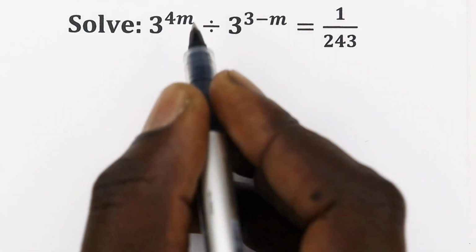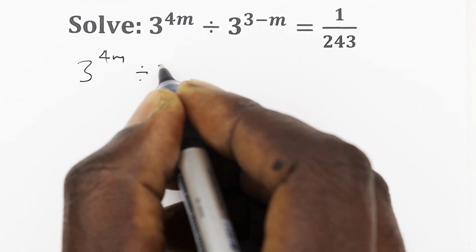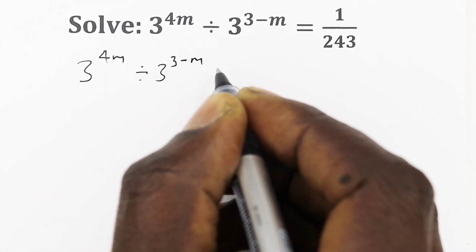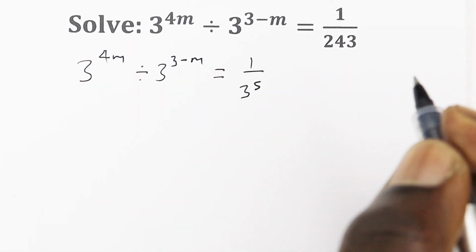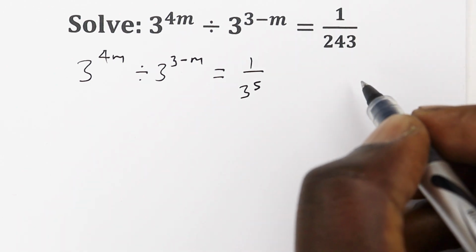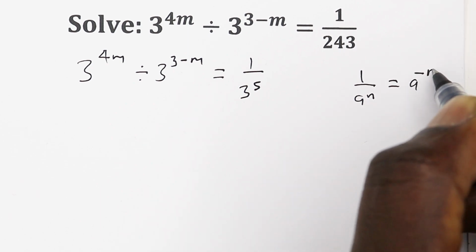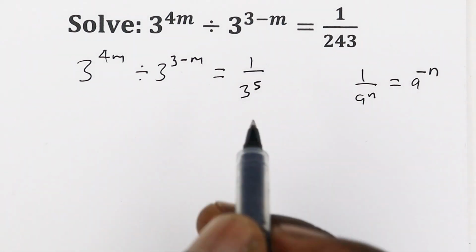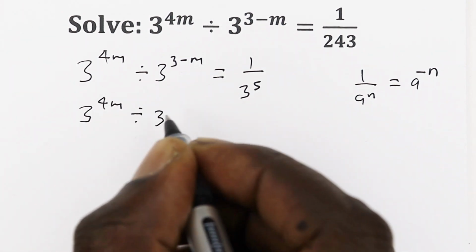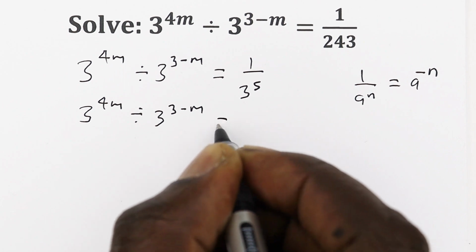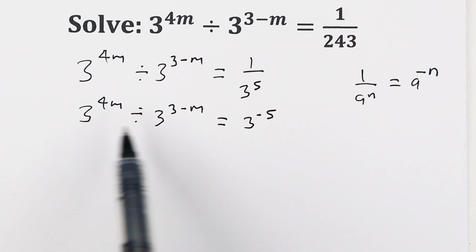So we can rewrite this as 3 raised to power 4m divided by 3 raised to power 3 minus m, and you can write this as 1 over 3 raised to power 5. But remember, from the laws of indices, 1 over a power n is equal to a power negative n. So it means what we have here is 3 raised to power 4m divided by 3 raised to power 3 minus m is equal to 3 raised to power minus 5. So now we have common bases 3, 3, 3.